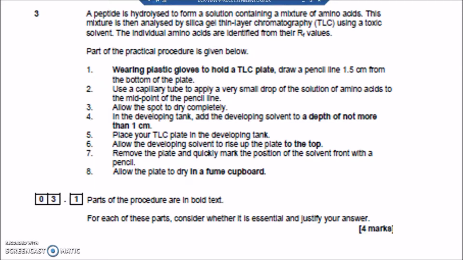The RF value is the height of the spot from the pencil line where it's been put onto the plate, divided by the distance from the pencil line up to the top of the solvent front, the height that the solvent's risen to. Part of the practical procedure is given below. Parts of it are in bold text. For each of these parts, consider whether it's essential and justify your answer. So essential means it's either dangerous or the experiment would be ruined if you don't take note of it.